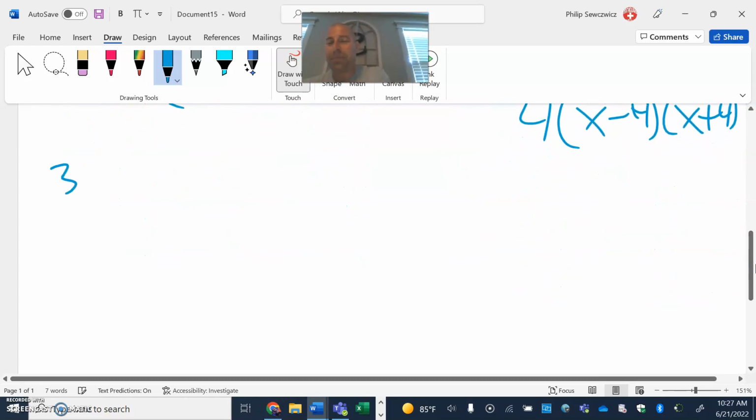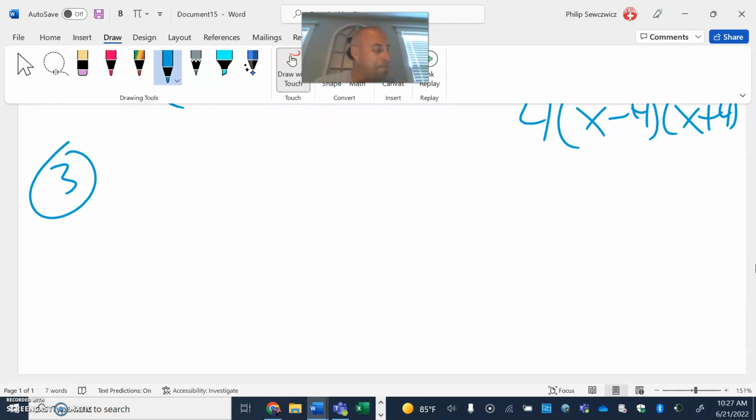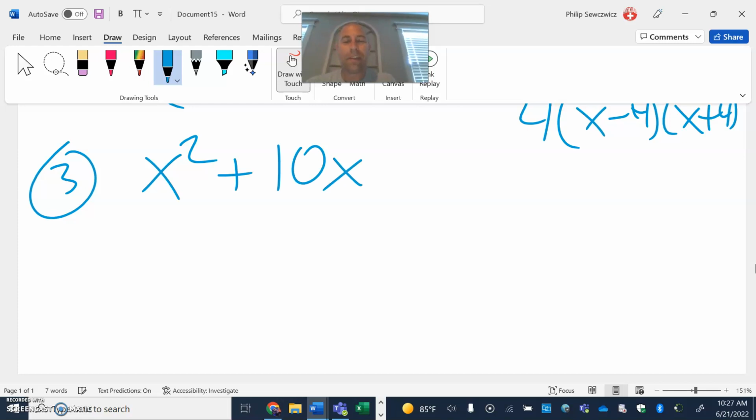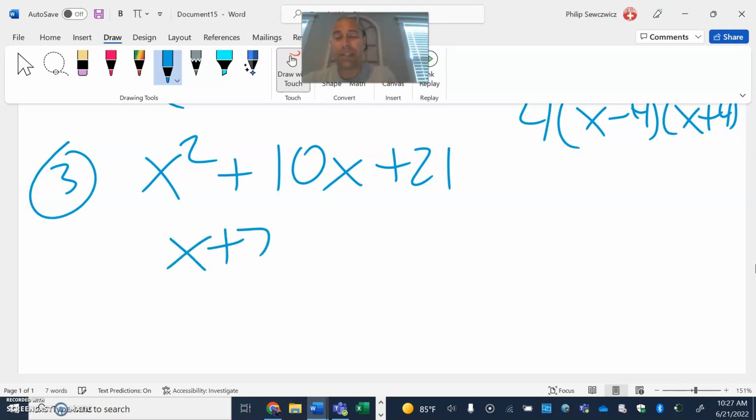All right, question number 3. Let's go x squared plus 10x plus 21. Pause it, see if you can factor it. Now, this one is just a plain x squared, which is why we're happy to see you. Again, recognition, because now I just need to multiply to 21 and add to 10. And that's 7 and 3. x plus 7, x plus 3.